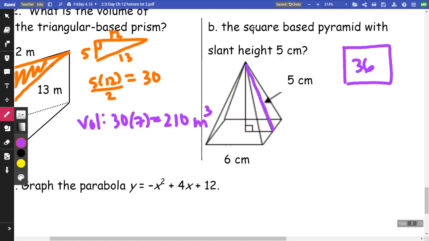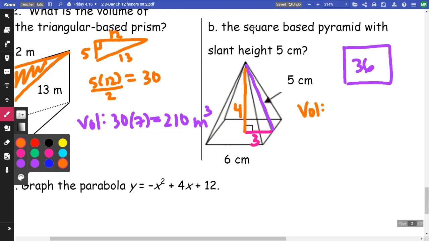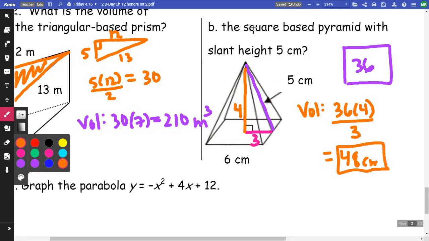And then I need to find the height. So when I'm trying to find the height, I've got that slant height, which is 5. This is going to go halfway across that 6, which is a 3. So this is going to be a 3, 4, 5 right triangle. So then the volume, if this had been a prism, would be 36 times 4, but because it's a pyramid, I'm going to divide it by 3. And so I'm going to get 48 when I do that math, and 48 centimeters cubed.